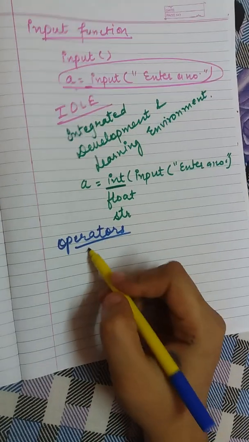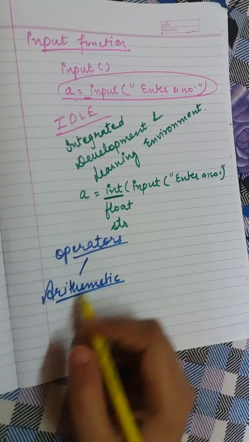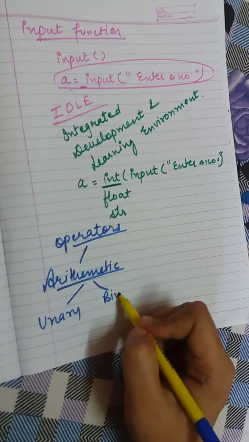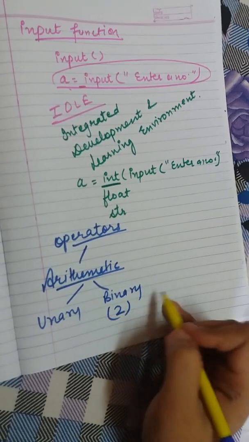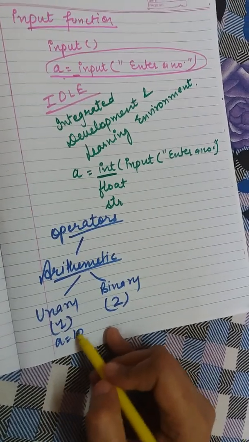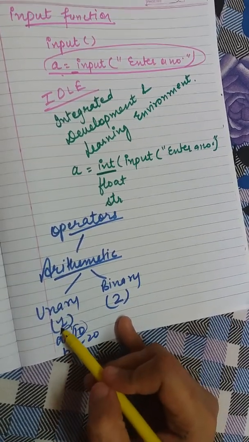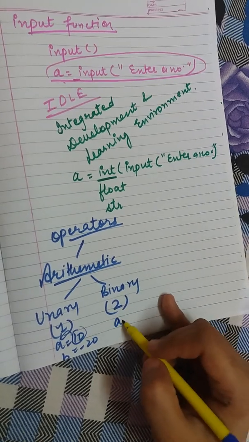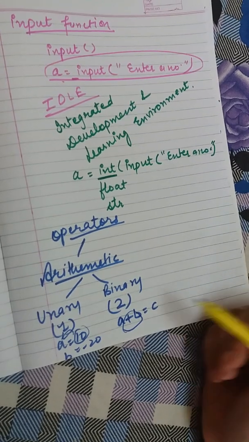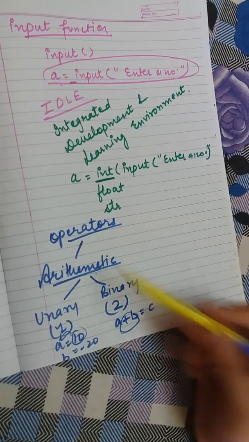So the first type of operator is arithmetic, like your maths operators. In this we will study two types, that is unary and binary. Binary means two or more. Unary means one operand, that is a is equals to 10, b is equals to minus 20. That means we are assigning these values to one operand only. But here, supposedly I am writing a plus b is equals to c, two or more than two operands are there. These are known as binary arithmetic operators, and these are known as unary arithmetic operators.